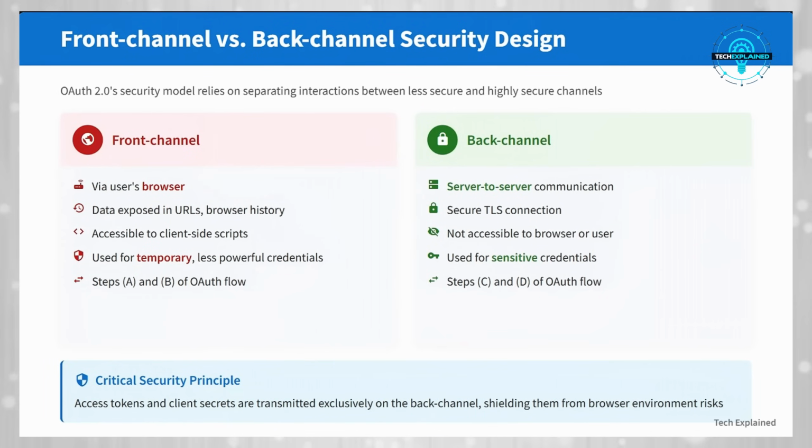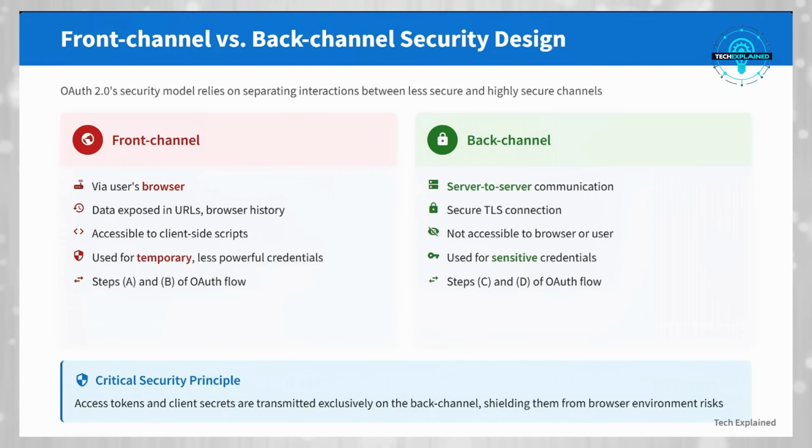This separation of front channel and back channel is so important that it deserves its own slide. This architectural choice is fundamental to OAuth 2.0's security model. The front channel is the less secure path. It's what happens in your browser. Data here can be exposed in URLs, browser history, or to client-side scripts. It's like having a conversation in a crowded room. You know others might overhear, so you only share non-sensitive information.